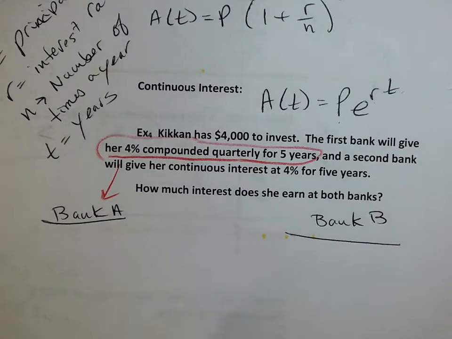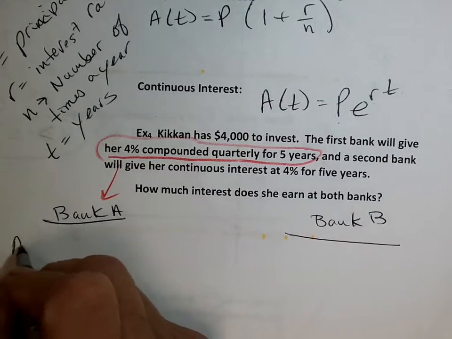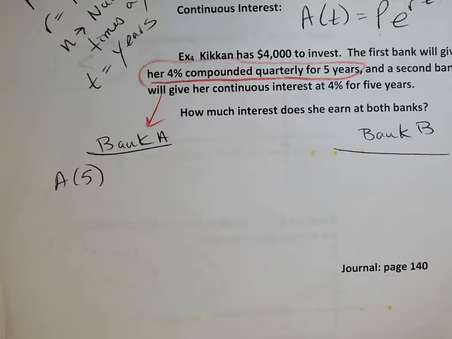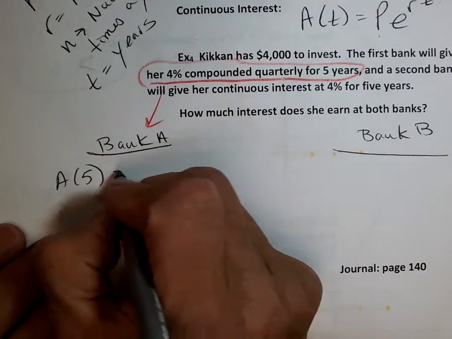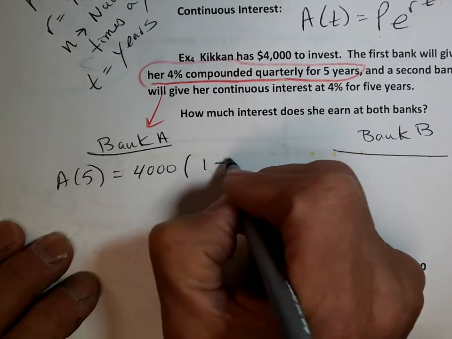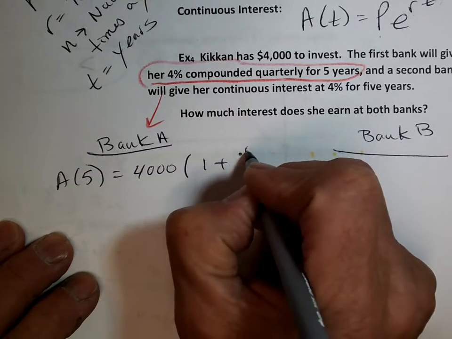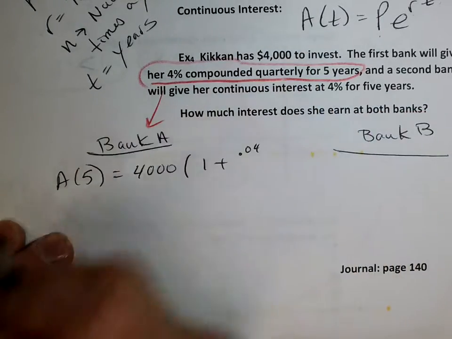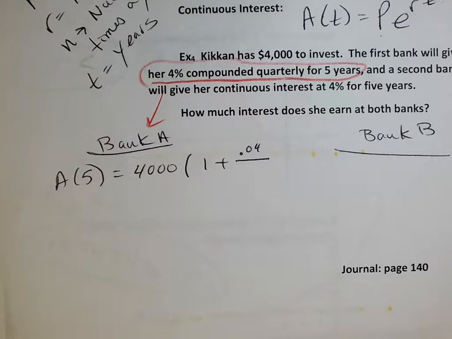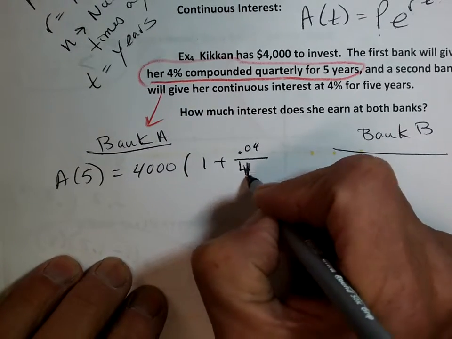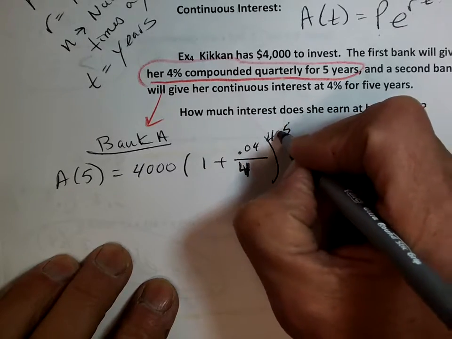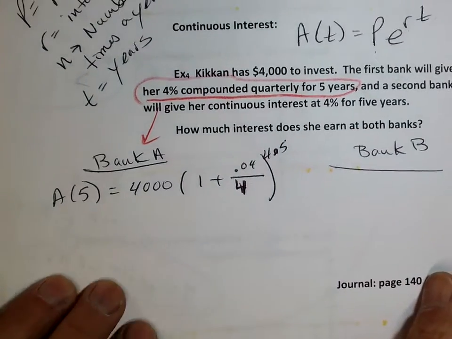So let's figure it out. Keegan's going to put it in for 5 years, so it's going to be A of 5, the amount over 5 years, which is equal to 4,000 times 1 plus 4%, which is 0.04, because we move the decimal 2 places, divided by 4, because we're doing it quarterly, 4 times a year, to the 4 times 5. And that's a times sign, okay? I'll stop and let you catch up.